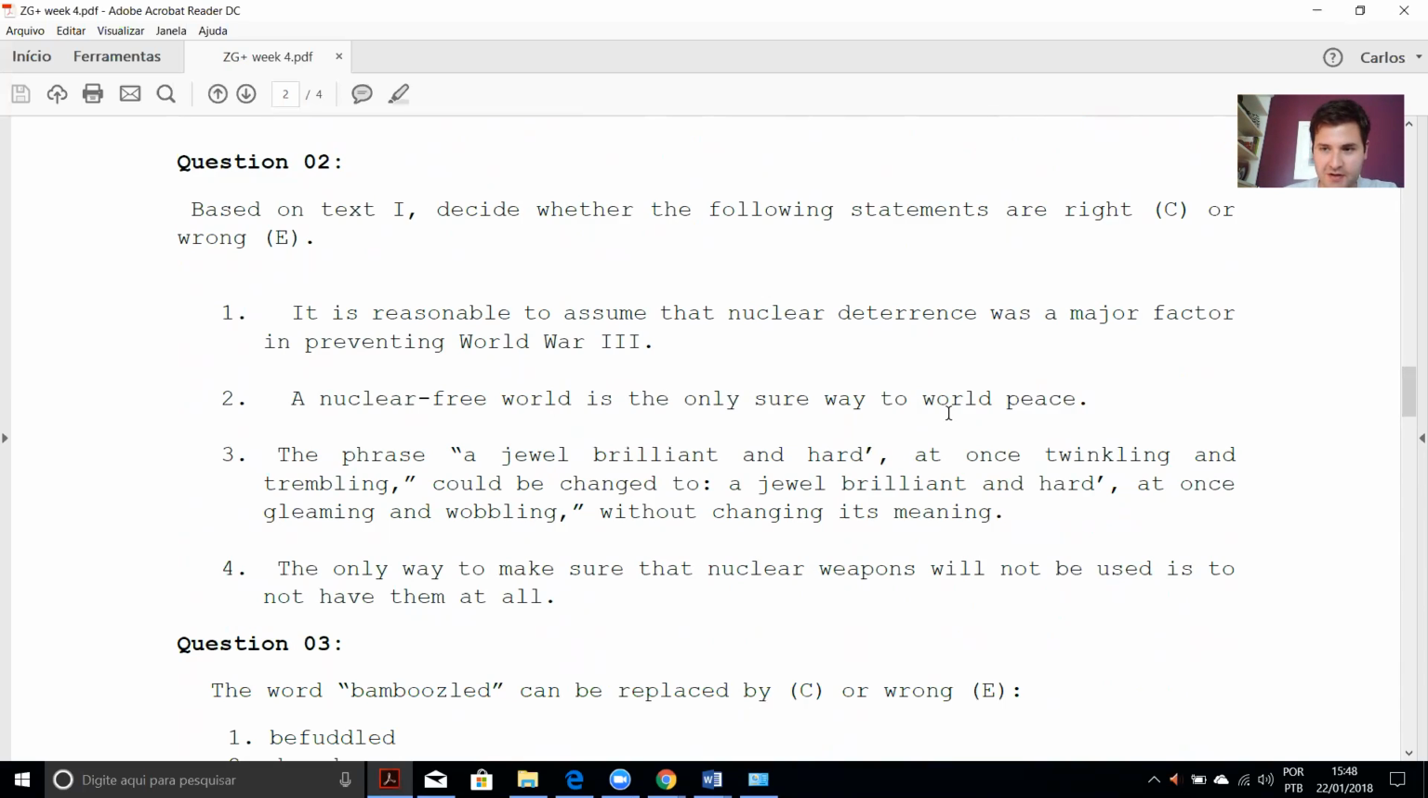There could be other wars, other kinds of regular warfare, but the only way to make sure that nuclear weapons won't be used is to have a nuclear-free world. But he doesn't say that necessarily without nuclear weapons you have world peace. For many years, many millennia before nuclear weapons, there were always wars. We didn't need nuclear weapons to have wars. Okay, so this one is also incorrect.